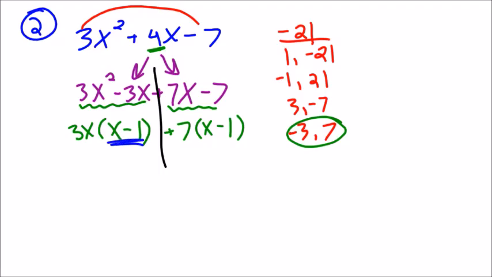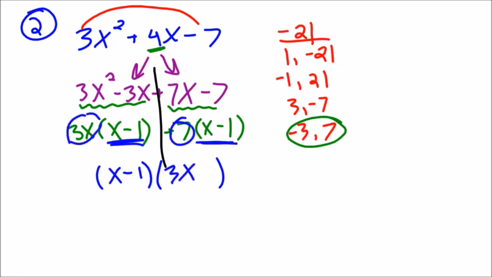And you know you did this right when both the left and right side have the same factor here, x minus 1. Because that's the GCF that we can factor from both the left and right side. And then once we factor out that x minus 1, we're left with a 3x, and we're left with a 7. And now that is completely factored.